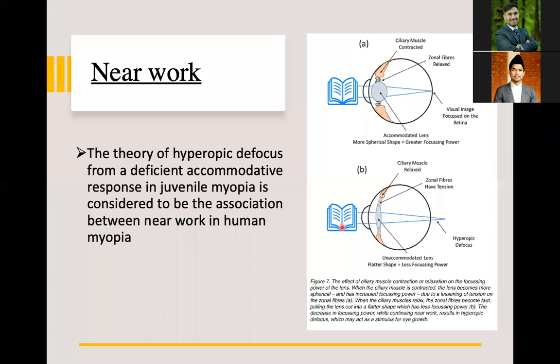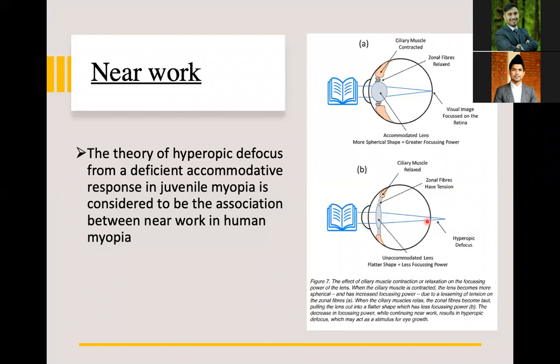Accommodative fatigue occurs. If it occurs, then what happens? This causes hyperopic defocus. That means the lens will not be able to focus the image on the retina, which causes hyperopic defocus. Here a blurred image occurs, and it will be the stimulus for the elongation of the eye. This hyperopic defocus will be the stimulus for axial length elongation. Did you get my point?